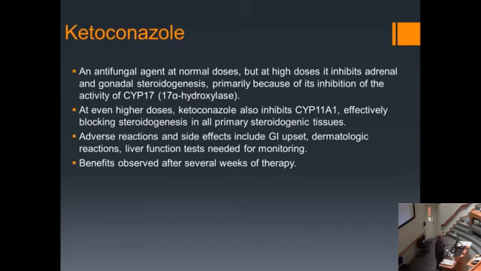A drug that we've talked about before is ketoconazole. And this is kind of a weird drug. First of all, it's an antifungal at normal doses. But at high doses, overdoses, or in pharmacodynamic interactions, it can actually inhibit both adrenal and gonadal steroidogenesis, because basically it has activity for CYP17, also known as 17-alpha hydroxylase, right?